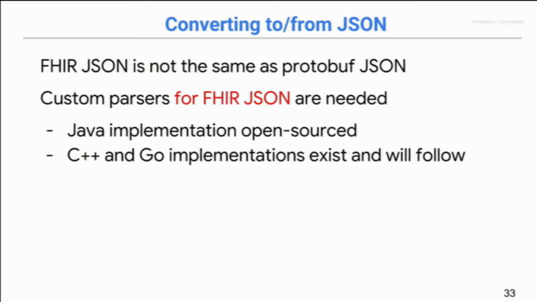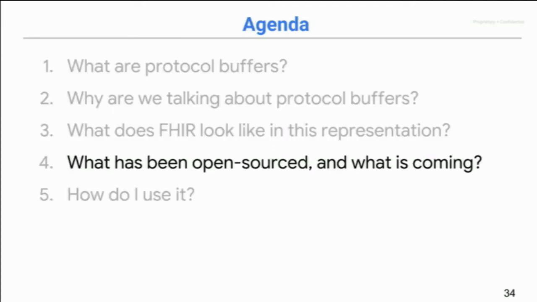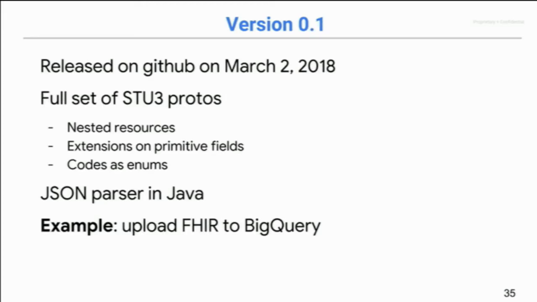Okay. All right, so let me talk a little bit more about what we've already open sourced and what's coming. It's still early days. The version 0.1, as we call it, we released in March. Basically it has all the STU3 protos. It contains things like contained resources, extensions, and the enums. It has the JSON Java parser.